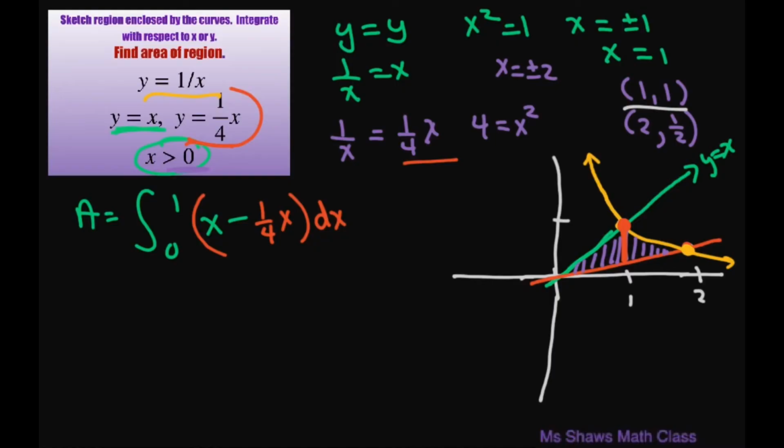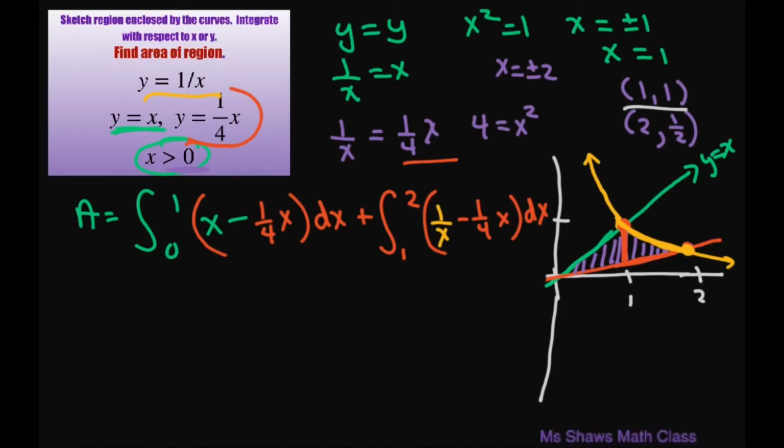And then we're going to add the other area, and that's going to be from 1 to 2. Now, the upper bound, the one you put first, is the yellow. The upper bound encloses the shaded region. That is 1 divided by x. The lower bound is the red again. So that one is going to be minus 1/4 x dx. So we got that all squeezed in there.